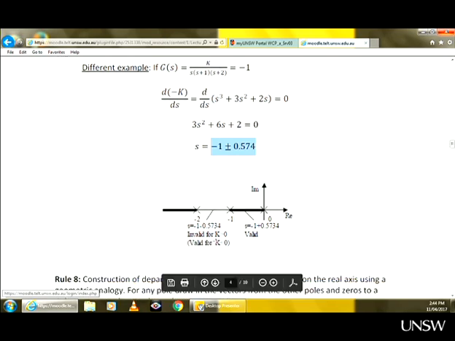Okay. So when you get more than one breakaway point, have a look at what you have drawn so far, and see whether all those solutions, if you have 2 or more, which of them make sense, which of them don't. Those that don't, ignore them.